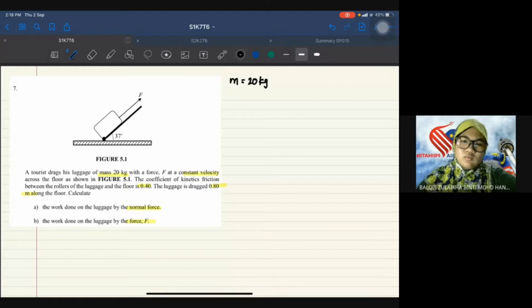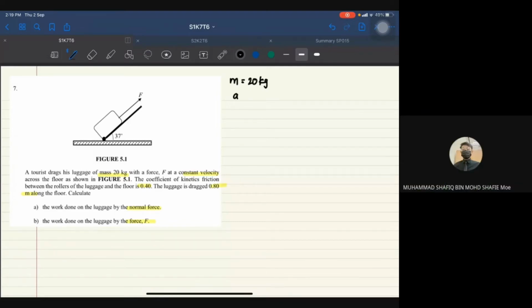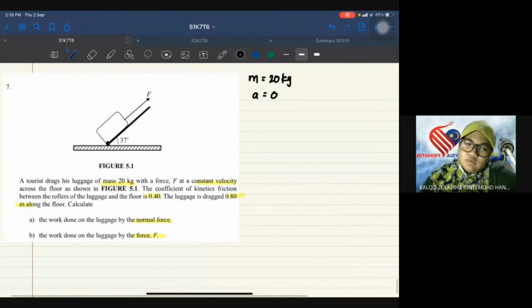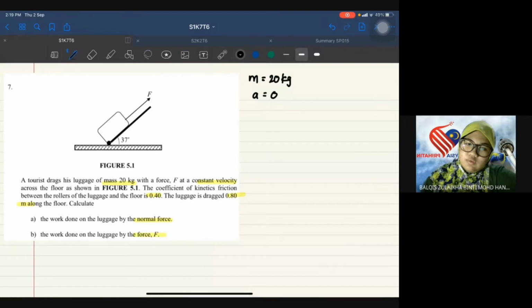Okay. And look at constant velocity. Constant velocity means what? What does it mean by constant velocity? Zero acceleration. Okay, very good. Acceleration is equal to 0. So is this object at equilibrium? Is it at equilibrium? Yes. So when you have a equals to 0, that means it's at equilibrium.